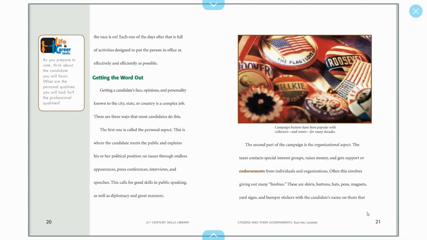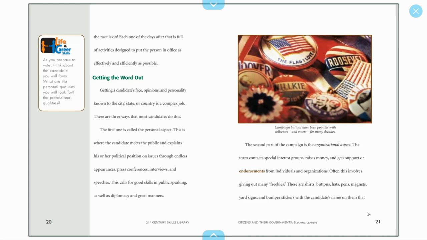Getting the word out. Getting a candidate's face, opinions, and personality known to the city, state, or country is a complex job. There are 3 ways that most candidates do this. The first one is called the personal aspect. This is where the candidate meets the public and explains his or her political position on issues through endless appearances, press conferences, interviews, and speeches. This calls for good skills in public speaking, as well as diplomacy and great manners.